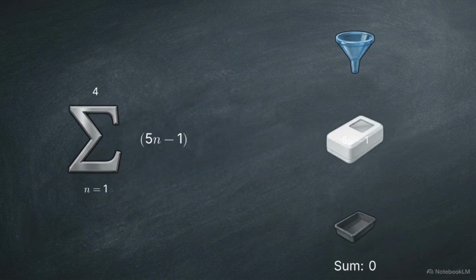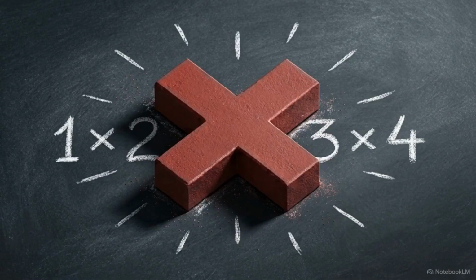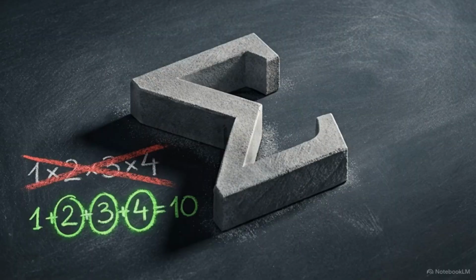The mechanics are straightforward. You plug your starting index into the expression to get your first number. Then you increase the index by 1. Plug it in again, and add the result. You repeat this loop until you hit the upper bound. It is crucial to remember that sigma dictates addition. A common trap is to plug in the numbers and multiply them together. Sigma never means multiply. You are always adding.